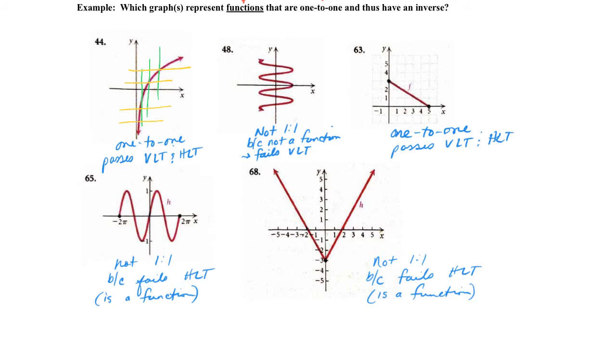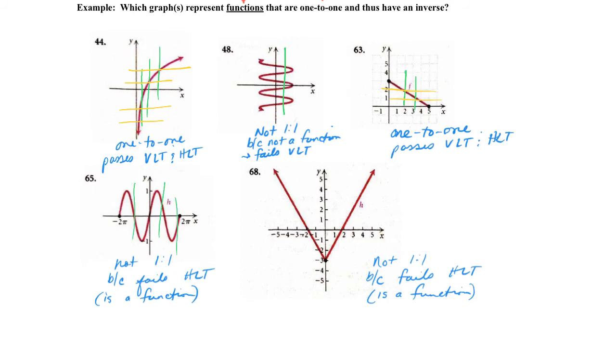So that's one-to-one. Number 48 is not one-to-one because it's not a function. It fails the vertical line test in a multitude of points. You can't be one-to-one if you're not a function. You have to first be a function. Then the one labeled number 63 is one-to-one. It passes both the vertical line test and the horizontal line test. Number 65 is not one-to-one. Now, it passes the test to be a function.